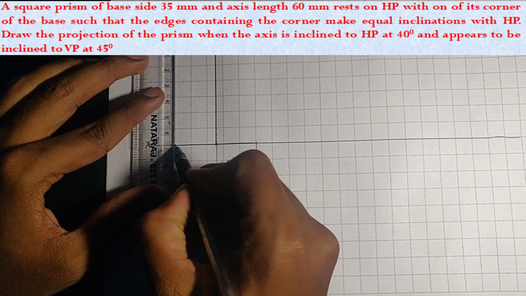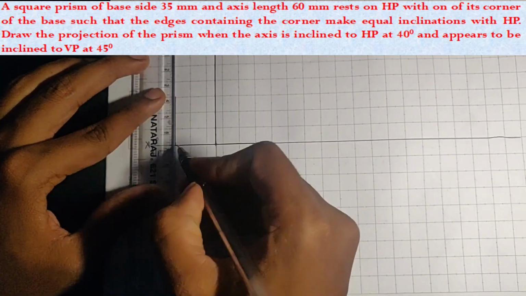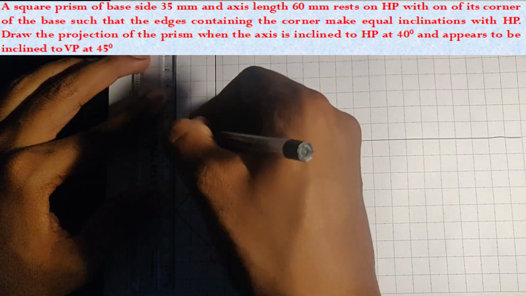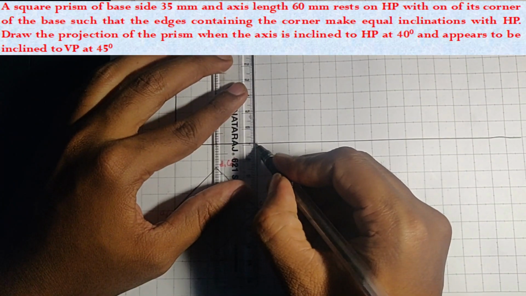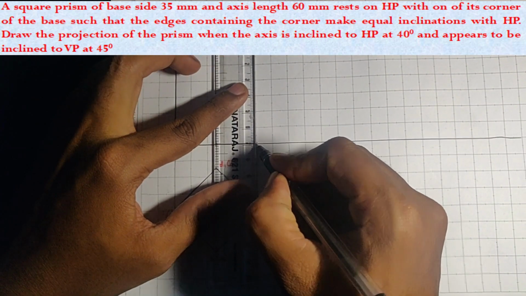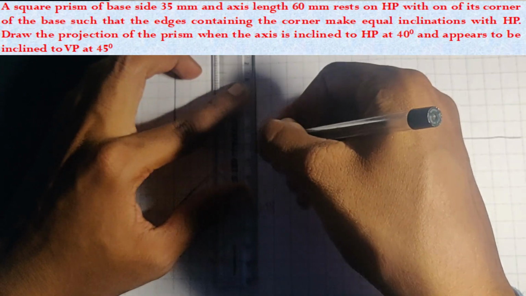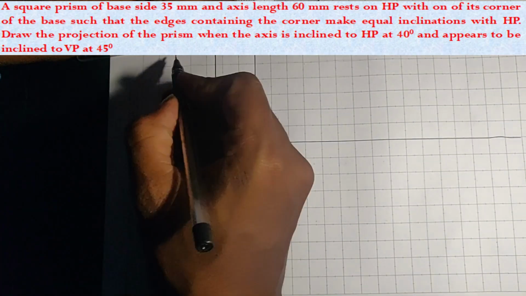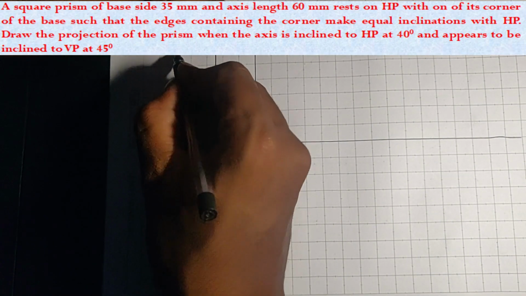So similarly in this particular direction, 60 here and 60 here, right? So join this.